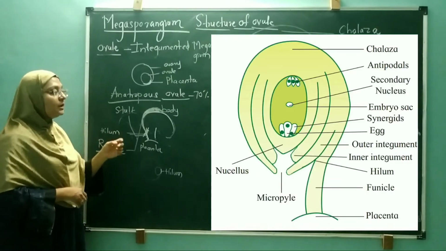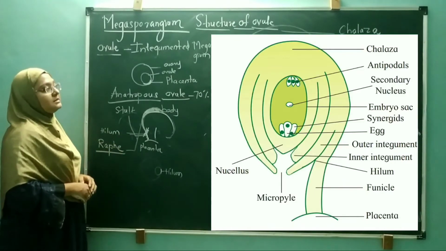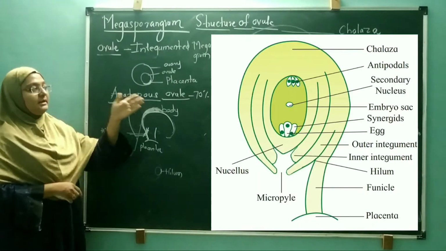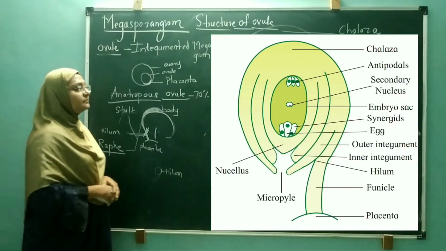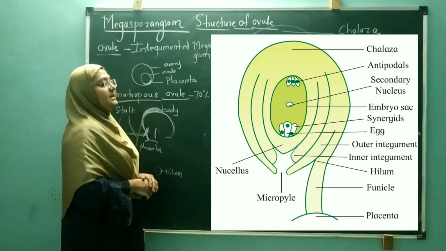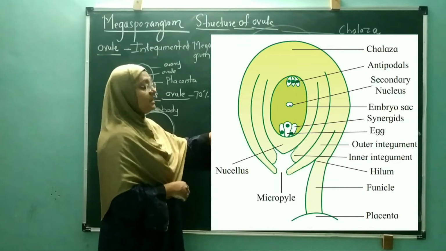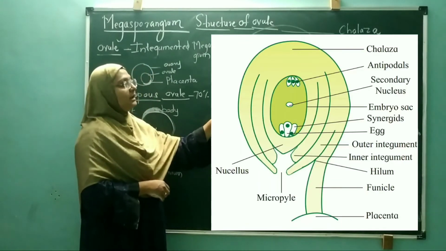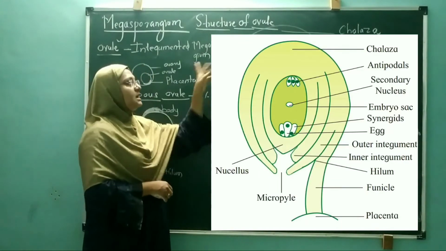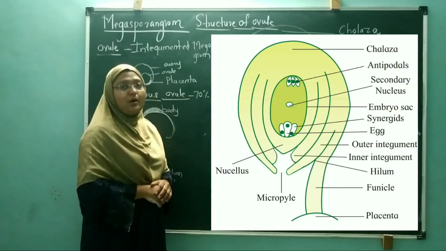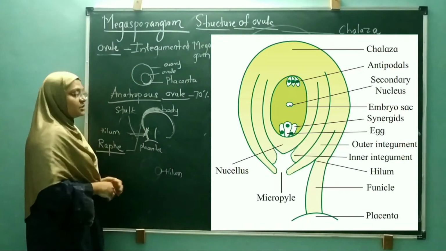Next we are moving towards the main body parts. The main body parts contain the outer integument, inner integument. इसके बाद आएगा about the nucellus. Nucellus के बाद आएगा about the embryo sac. And the last one is the chalaza. So let us take the consideration of one by one.